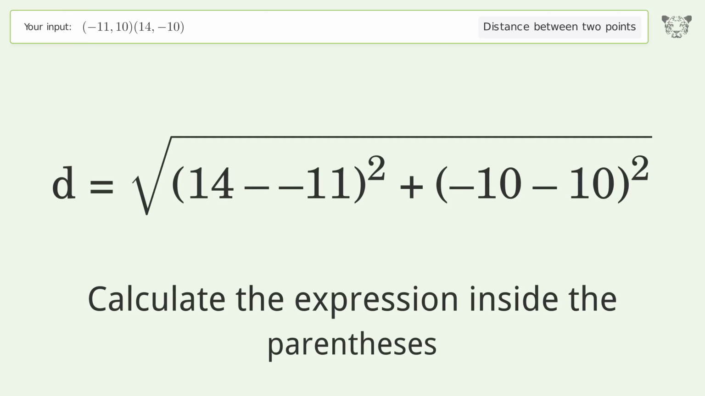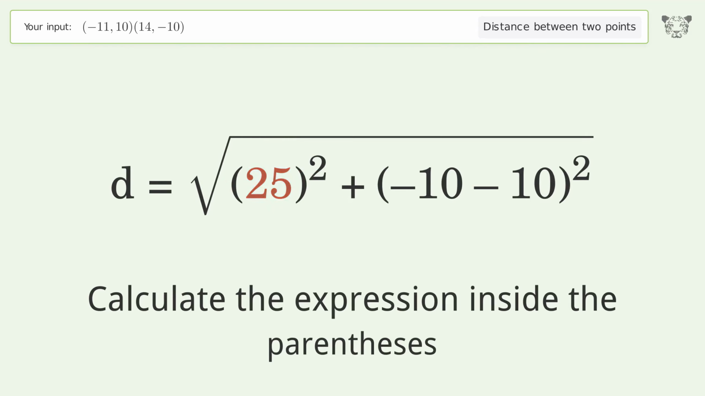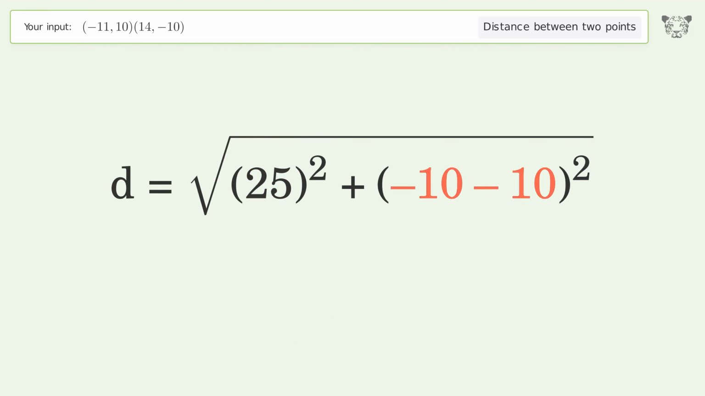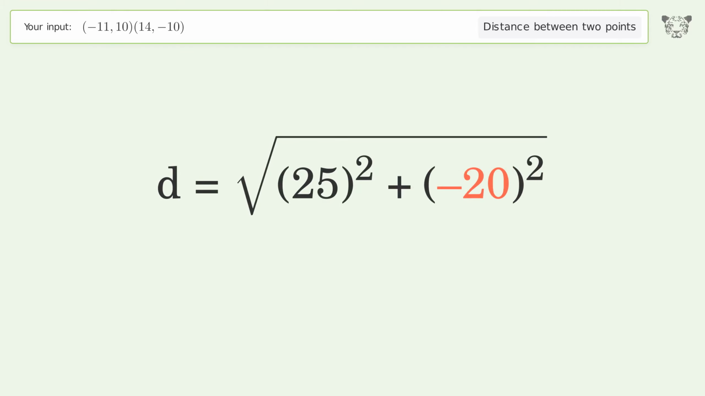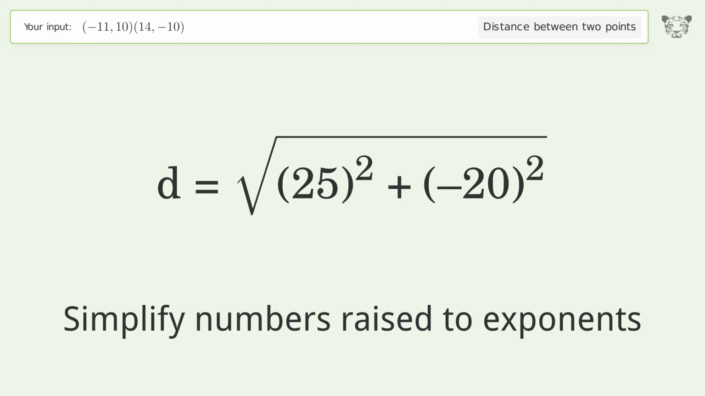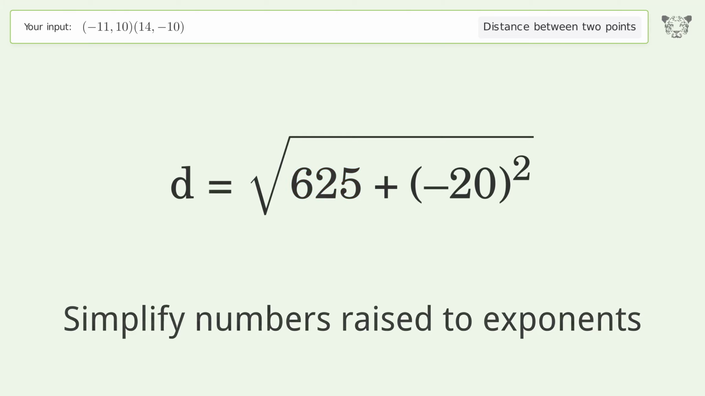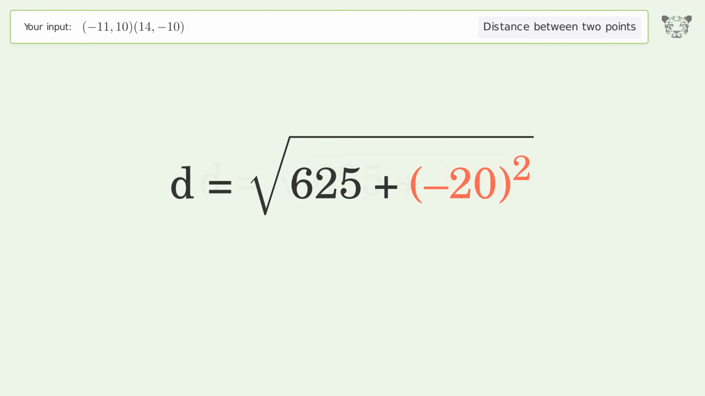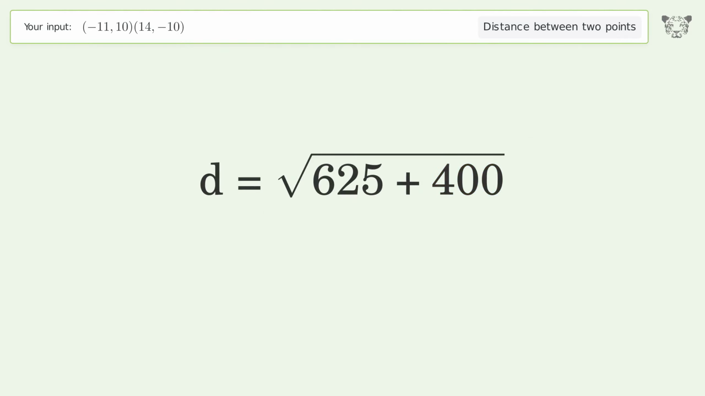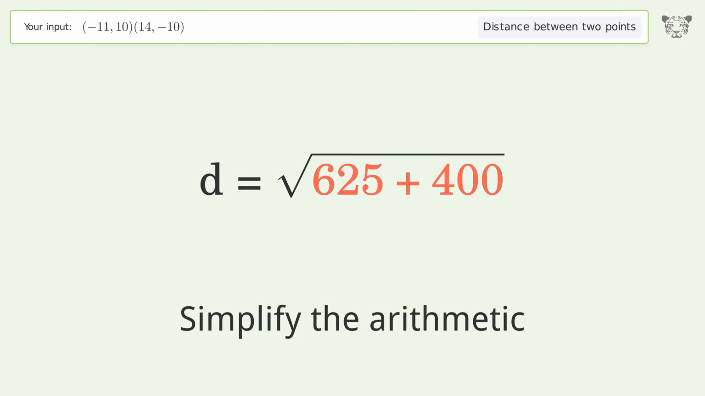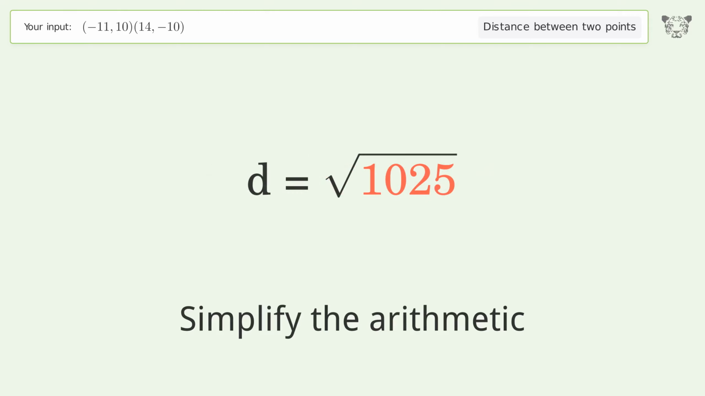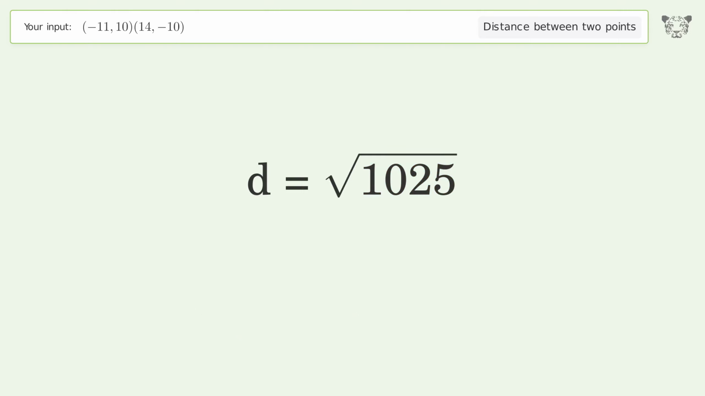Calculate the expression inside the parentheses. Simplify numbers raised to exponents. Simplify the arithmetic. And so the distance between the 2 points is the square root of 1025, or 32.016.